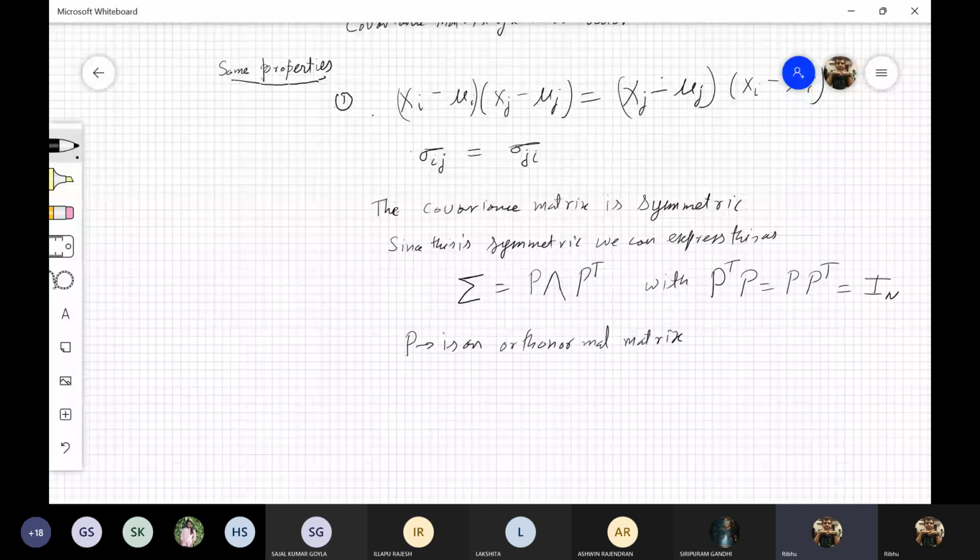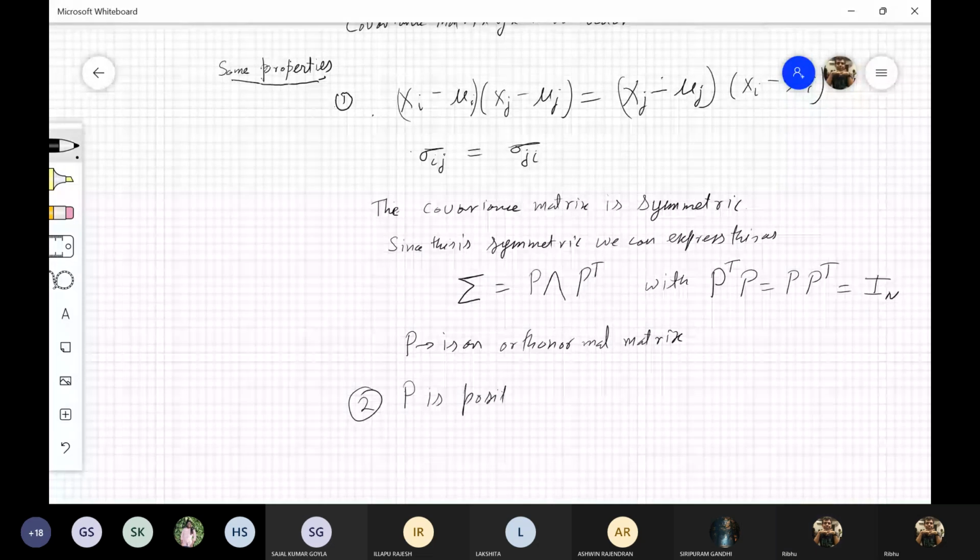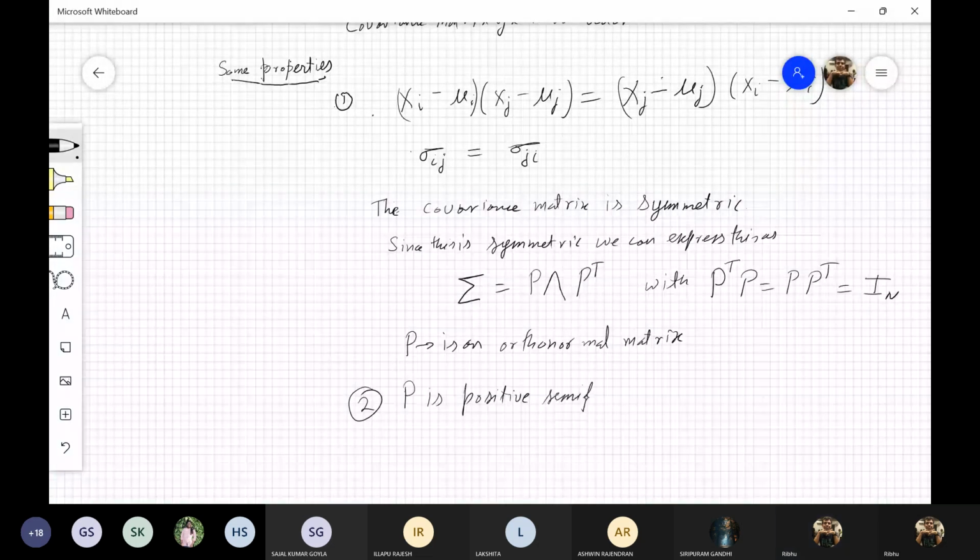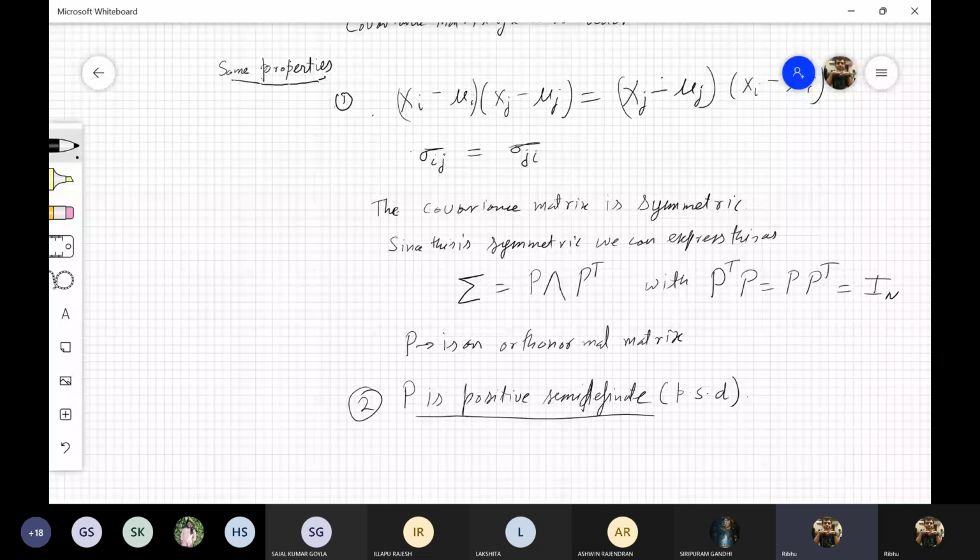First property. The second property is that sigma is positive semi-definite. So what does a positive semi-definite matrix mean? Anyone?